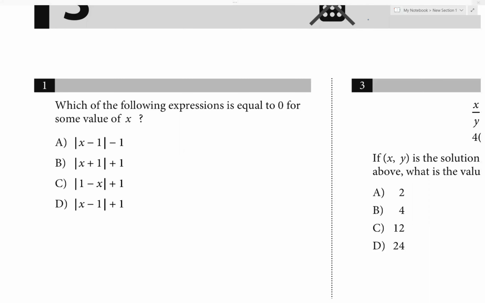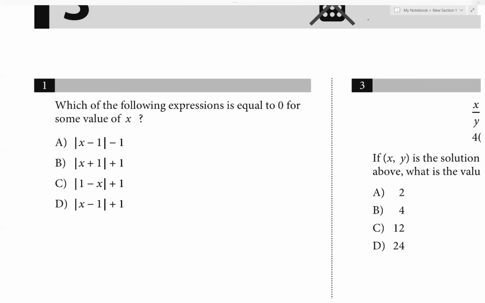All right, question 1. Which of the following expressions is equal to 0 for some value of x? A, we have absolute value of x minus 1, minus 1, or absolute value of x plus 1, or C, 1 minus x in absolute value plus 1, and then absolute value of x minus 1, and then plus 1. Okay, so we want one of them to equal 0.